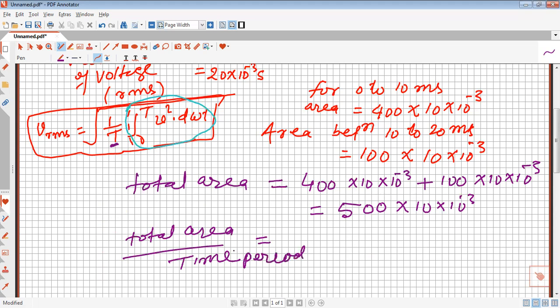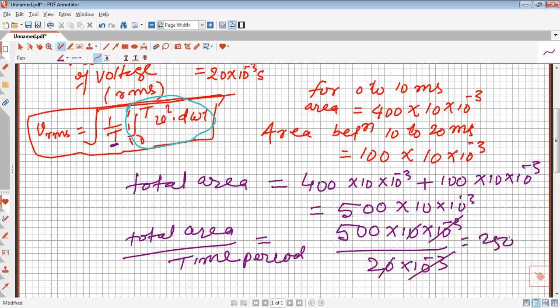The time period is 20 millisecond, and this is 500 into 10 into 10 to the power minus 3 divided by 20 millisecond, 20 into 10 to the power minus 3. So this term cancels, this cancels, and it comes to 250. So up to here we have calculated this value.